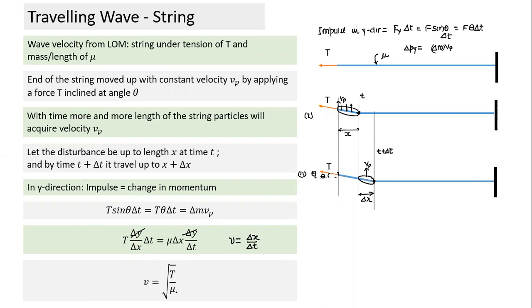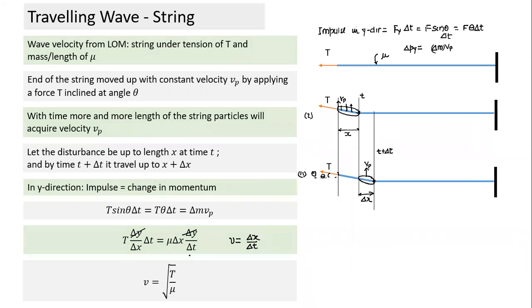Even if you don't understand the equation, I think this derivation is not too important. You just need to understand the basics of the derivation. So what is wave velocity? Wave velocity in a string is equal to the root of T by mu.